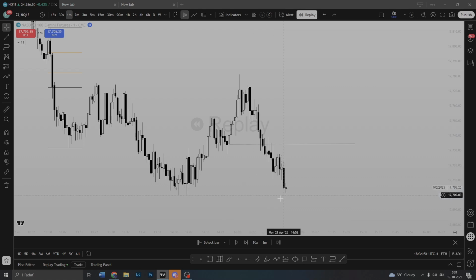Soup. Internal subs right here. I would like to see the next candle or so just go lower. Right.